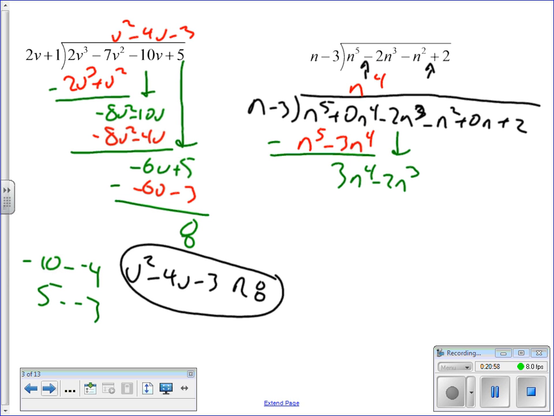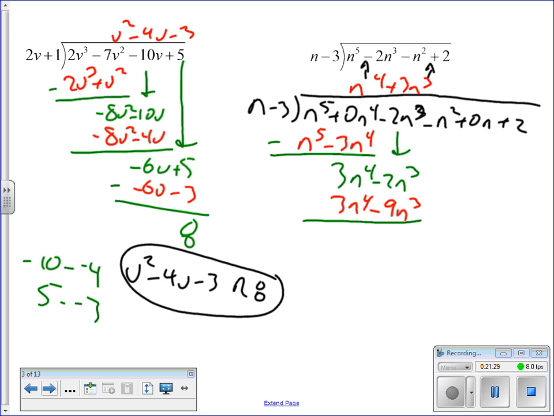Repeat. Rinse and repeat. How many times does n go into 3n to the fourth? 3n cubed. This is an easy one. Plus 3n cubed. 3n cubed times n, 3n to the fourth. 3n cubed times negative 3 gives me negative 9n cubed.